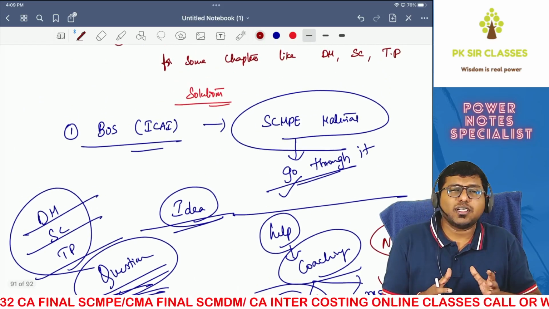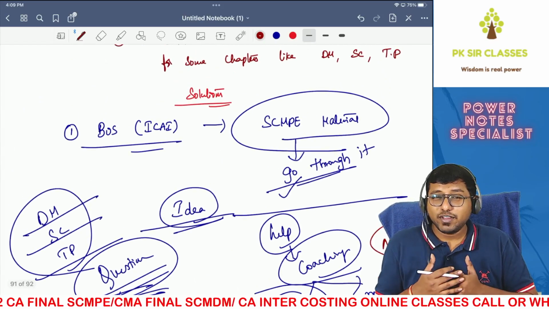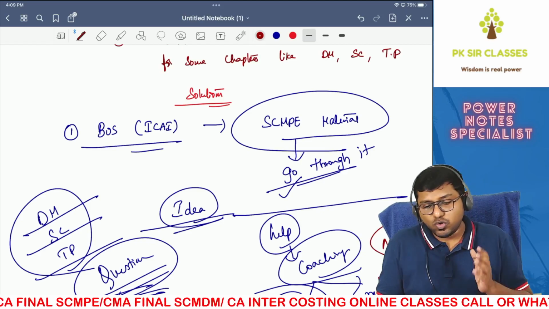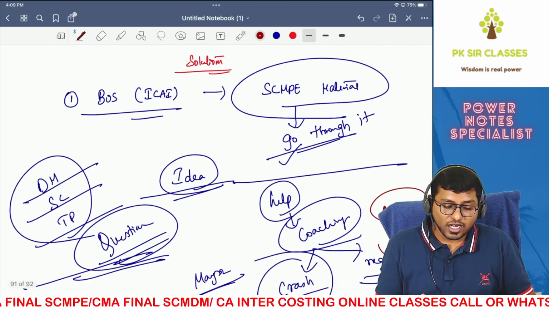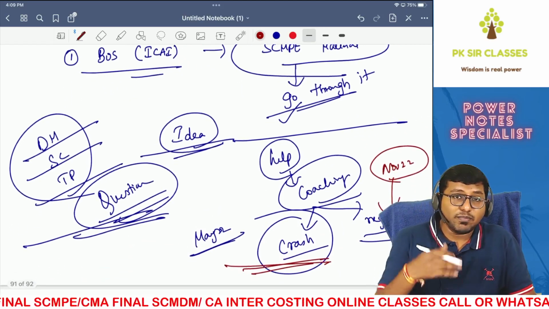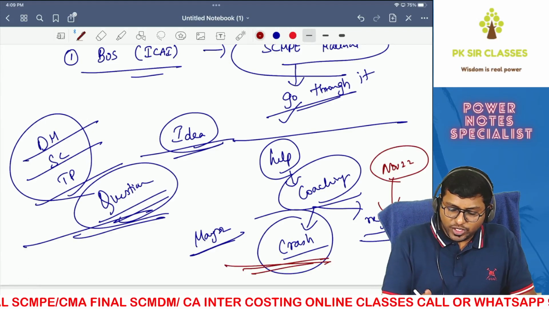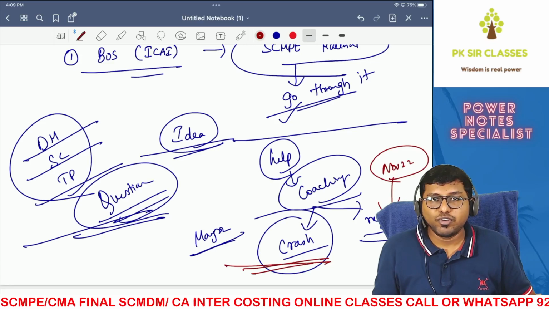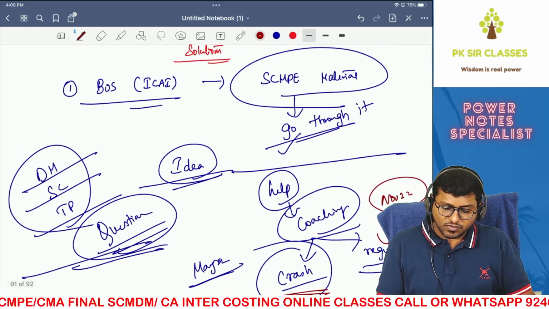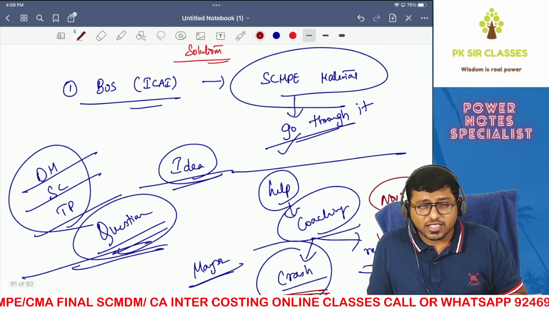So go through it, get the feel of it. If you can feel that you can manage it, go for self-study. If you feel that you will not be in a position to manage it, then depending upon your attempt, go for crash or regular. May 22, go for crash. November 22, go for regular. Right. I hope this clears most of your doubts.